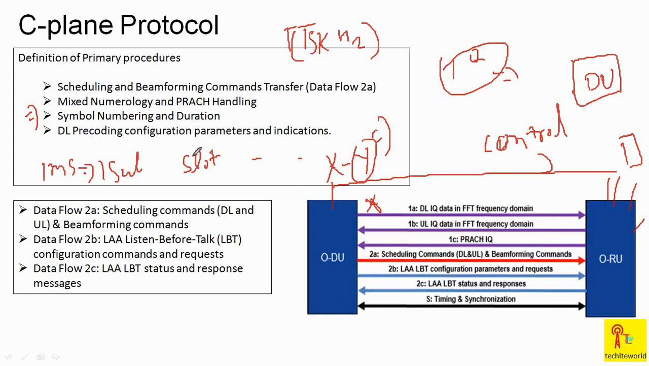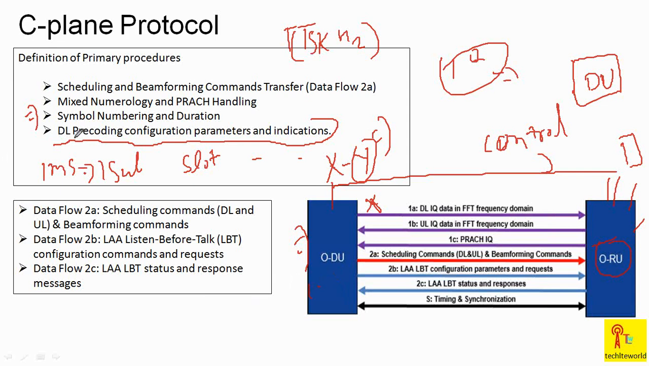Next one, DL precoding configuration parameter and indication. Basically we have two types of RRH. One is type A and the second one is type B. In type A, precoding and all this configuration is done at the ODU side. Nowadays in industry, maximum people are using type A only, but there is one more option, type B. In type B, this downlink precoding and configuration is done at the RRH end, right? But in type A, all these things happen at the DU side.